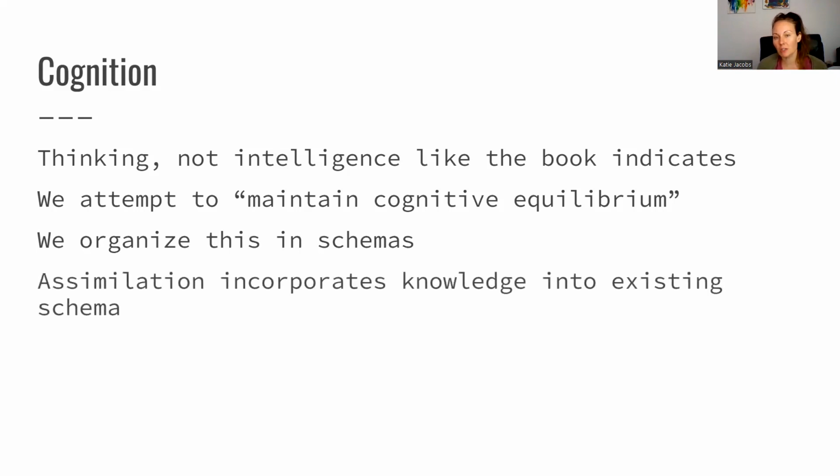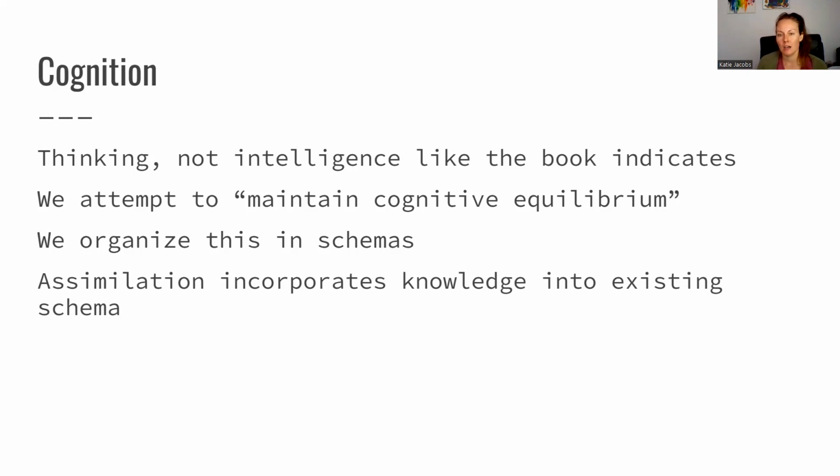And so assimilation is when we incorporate knowledge into our existing schema. So if I see that is a white rabbit, and I'm like, okay, rabbits are white. But then I see this cute little polka dotted rabbit. I'm like, wait, that's a rabbit too. Okay, we can put this into my existing schema for what a rabbit is.